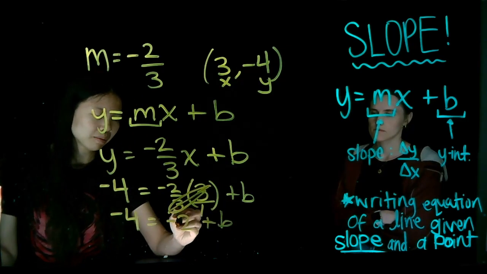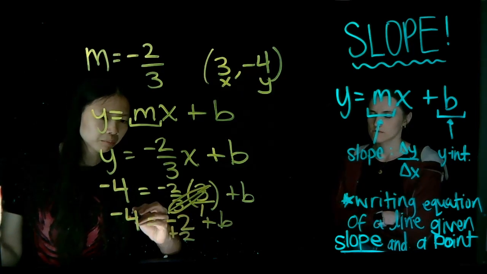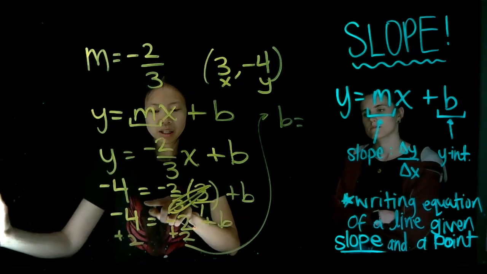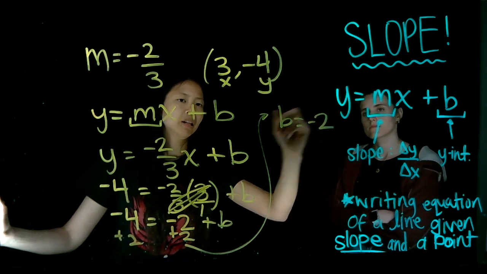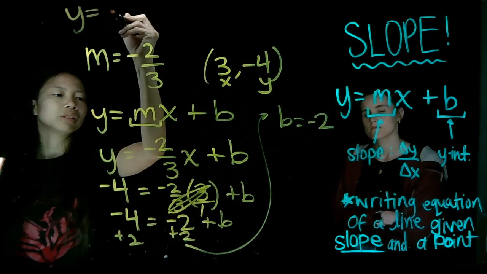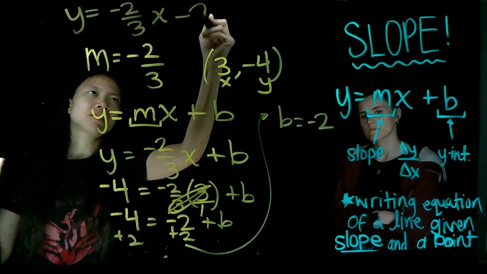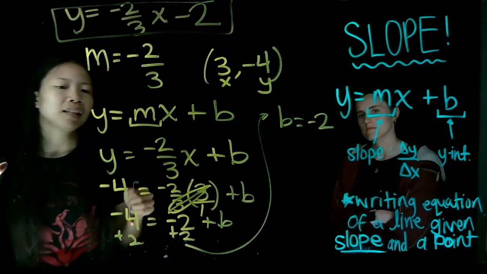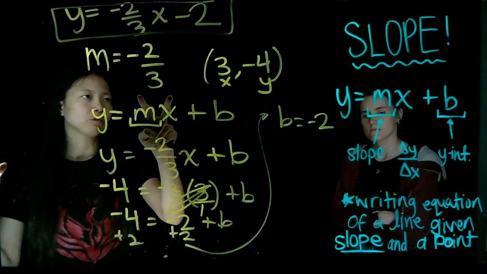And then our last step is to undo the -2 by adding 2 on both sides. So now we have b equals -4 plus 2, which is -2. All right, so now that I have my b component, I can rewrite my equation. y equals -2/3 x minus 2, and that is the equation of the line that has a slope of -2/3, and it goes through the point 3, -4.